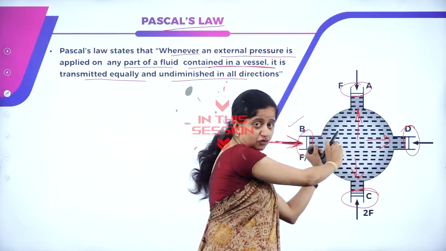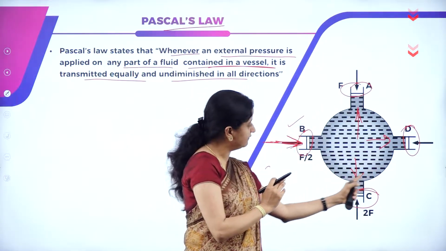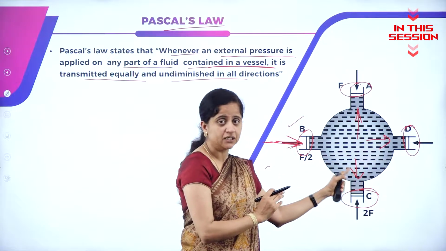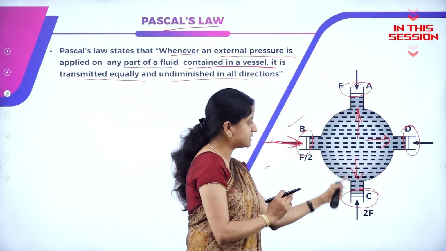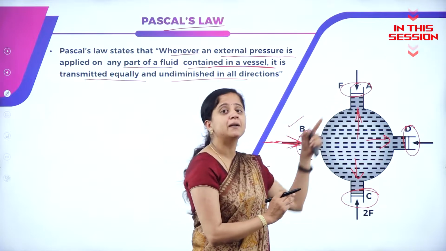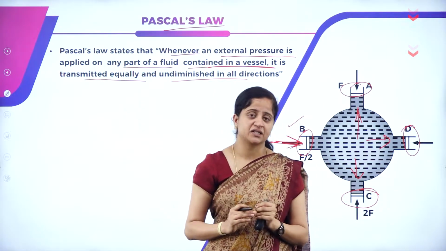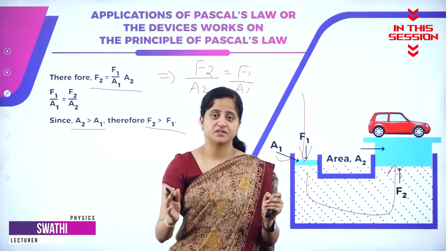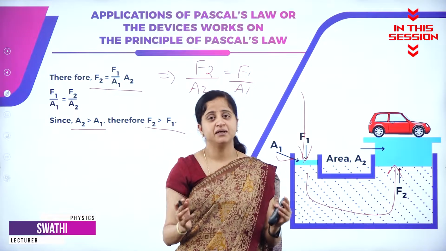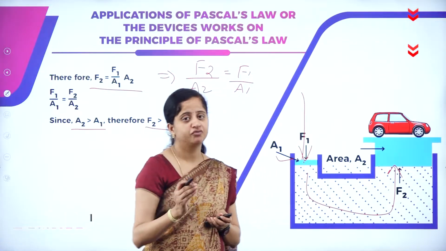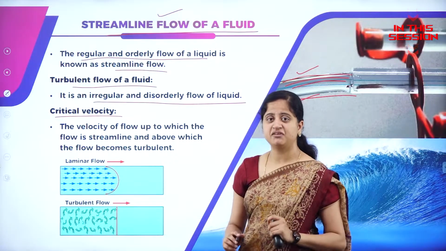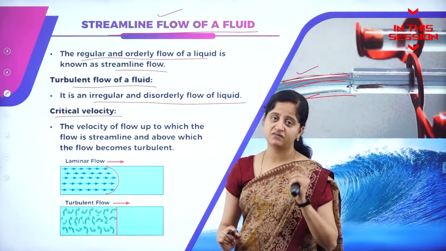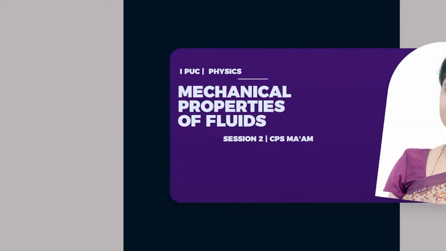When external force is applied on a fluid which is contained in a container, the same force is transmitted equally and undiminishedly in all the directions. By applying a small amount of force, a huge object or large force can be generated with the help of fluid. Critical velocity can be defined once we know the meaning of streamline flow and turbulent flow.